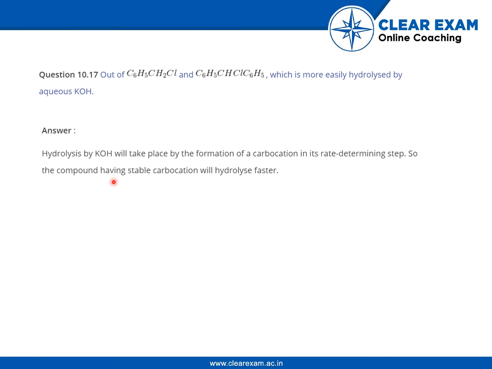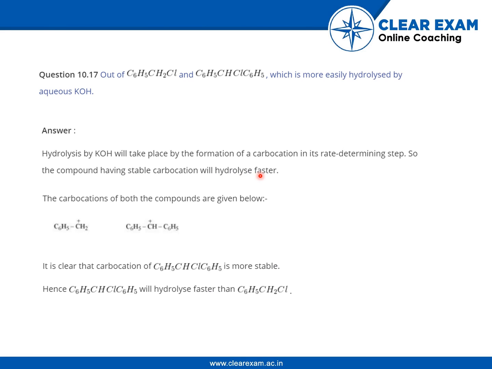So the compound having the more stable carbocation will hydrolyze faster. This is the carbocation that will form for the first compound, and for this compound, this carbocation will be formed. So you just have to compare the stability of the carbocations that will be formed, because this is the RDS, or the rate determining step. The one which has the most stable carbocation in the RDS will get easily hydrolyzed.